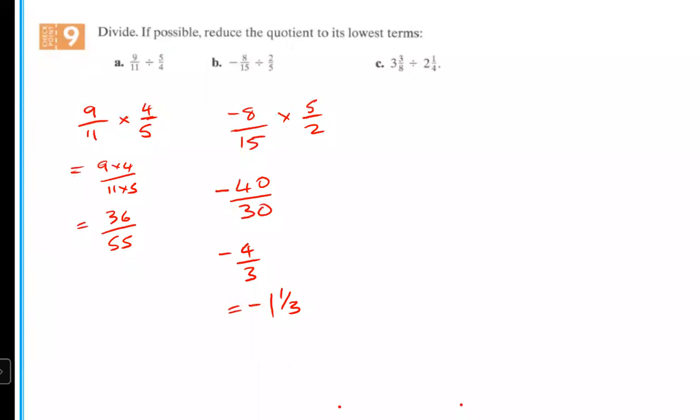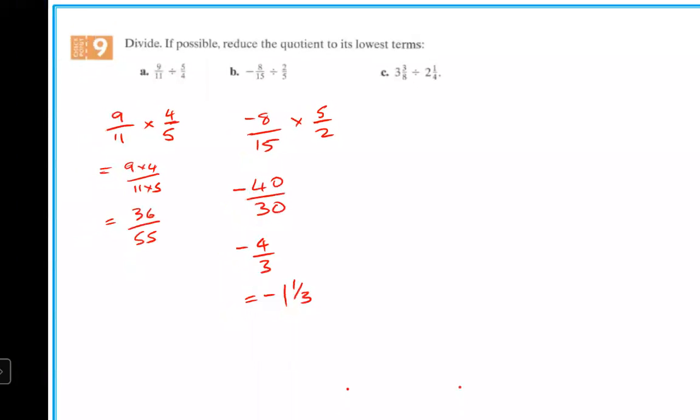Okay, so we convert that mixed number into an improper fraction. So that'll be 27 over 8. No, before you multiply, you have to do the two conversions first. So convert the other one. What do you get? 9 over 4. Okay. So that's 3 times 8 is 24, plus 3 is 27 over 8 divided by 9 over 4.